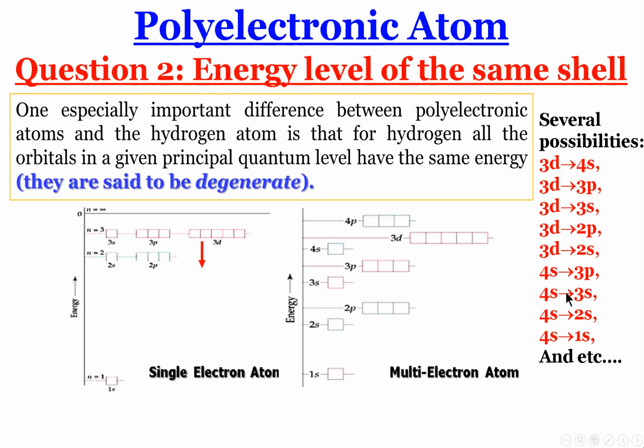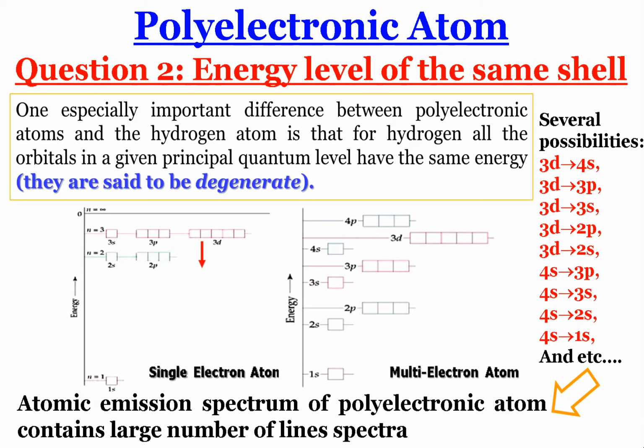So in this case, we will have several possibilities in the multi-electronic system, different from the single-electron system. For this reason, the atomic emission spectrum will be very complicated. The atomic emission spectrum of a polyelectronic atom will contain a large number of spectral lines, and this is also the observation when we talk about the defects of Bohr theory. But Bohr told us that his theory is only applied to monoelectronic systems.